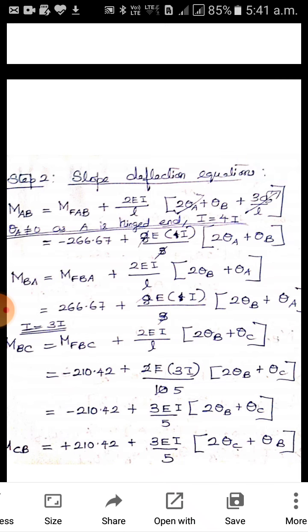Now coming to the BC span. For BC it is 3I. Theta B and theta C are not equal to 0 because they are intermediate supports. It will not be 0. Only at a fixed end will it be equal to 0. So MBC equals MFBC plus 2EI by, in the place of I, 3I, into 2 theta B plus theta C. Similarly for MCB. So students, be very careful. You have to work out the problem. If you just keep on listening, you won't get accustomed to the practice of solving. So you have to solve it. And tomorrow onwards there is a test also.